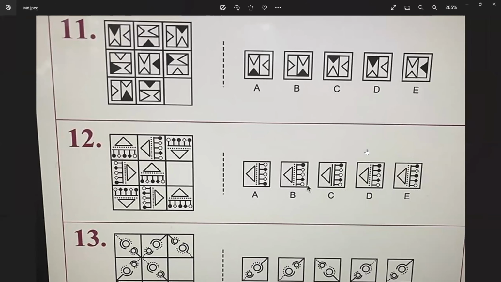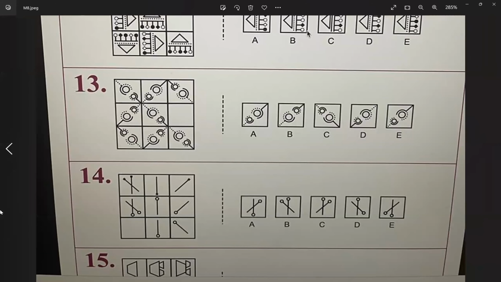I was going to say for me, you didn't really have to eliminate on question number 12 because you just have to rotate. Okay. Now please try question number 13.